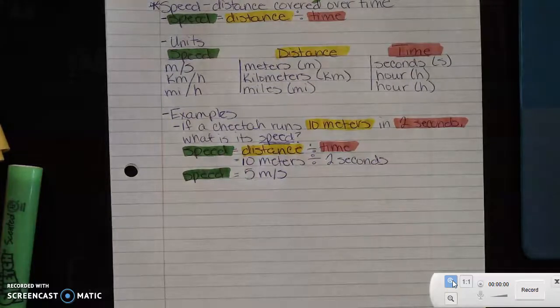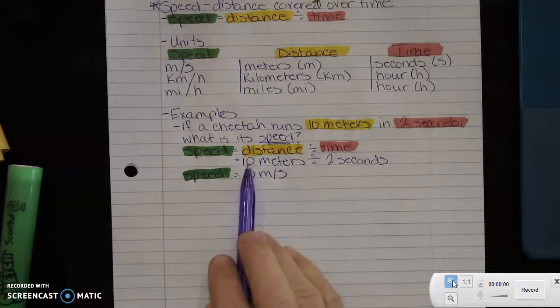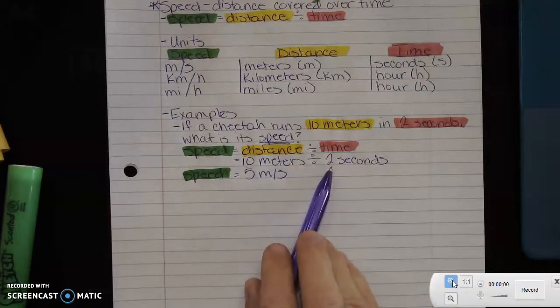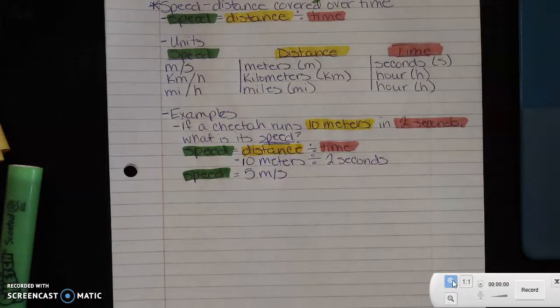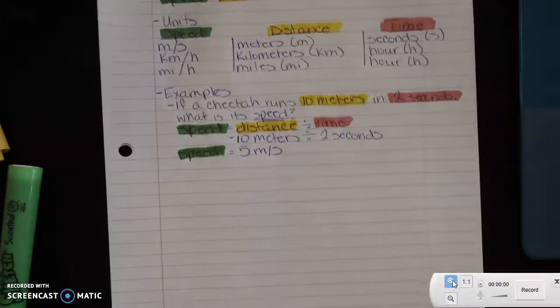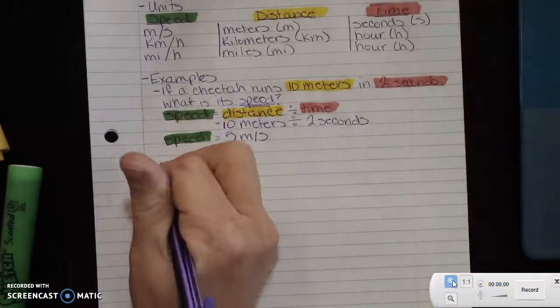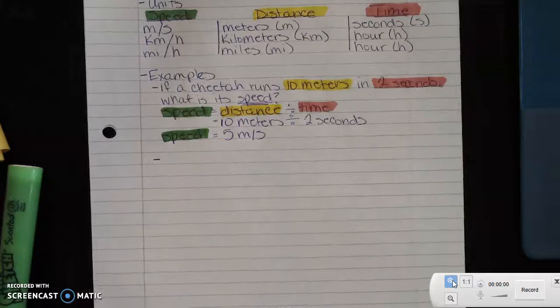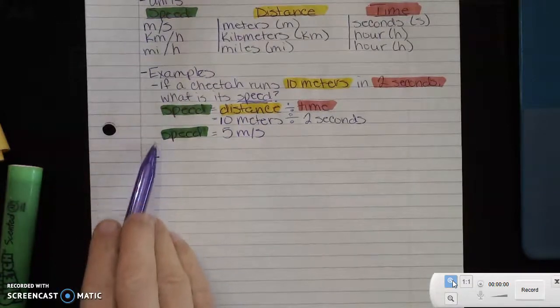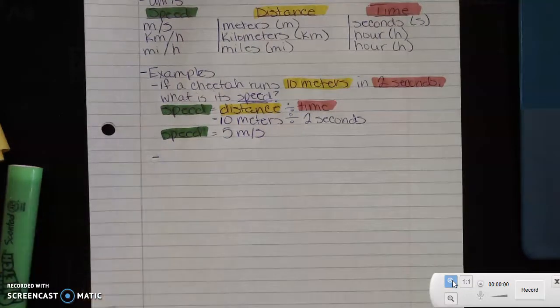When you're doing these problems, you do it in 2 parts. The first part is worrying about the numbers, 10 divided by 2. The second part is worrying about the unit, meters per second. So here's one straightforward example. Let's look at one more. I'm going to skip a space just so that it's not kind of crammed together. This is the second example, so I want it lined up here.